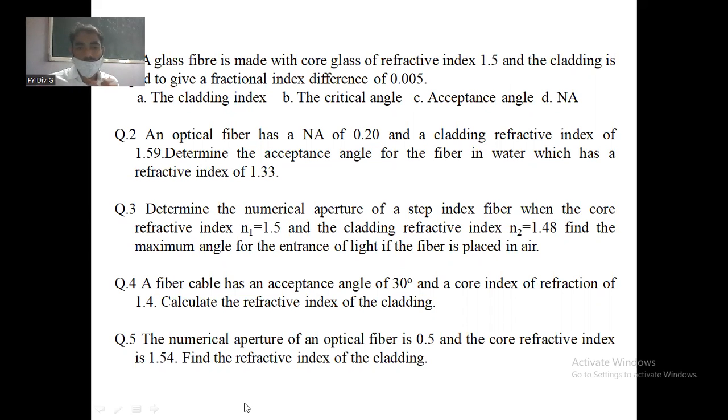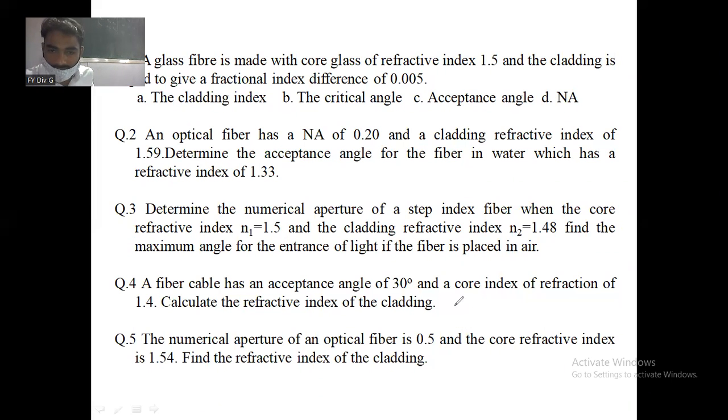What is given in this? What is given in the first sentence? Acceptance angle theta 0 is equal to 30 degree. What is the second given value? The refractive index of the core region n1 is equal to 1.4. So using these two values, we can calculate the refractive index of the cladding. So here, which formula will we use?